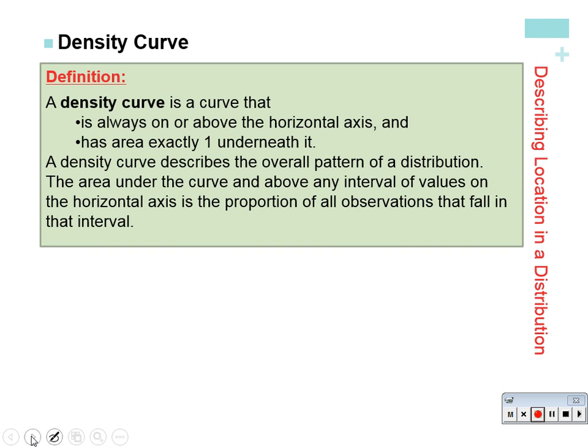So just some characteristics of a density curve. Two very big ones here. A density curve has the following characteristics. One is it's always on or above the horizontal axis. It'll never go through the horizontal axis, and its area underneath the curve is always equal to exactly 1.